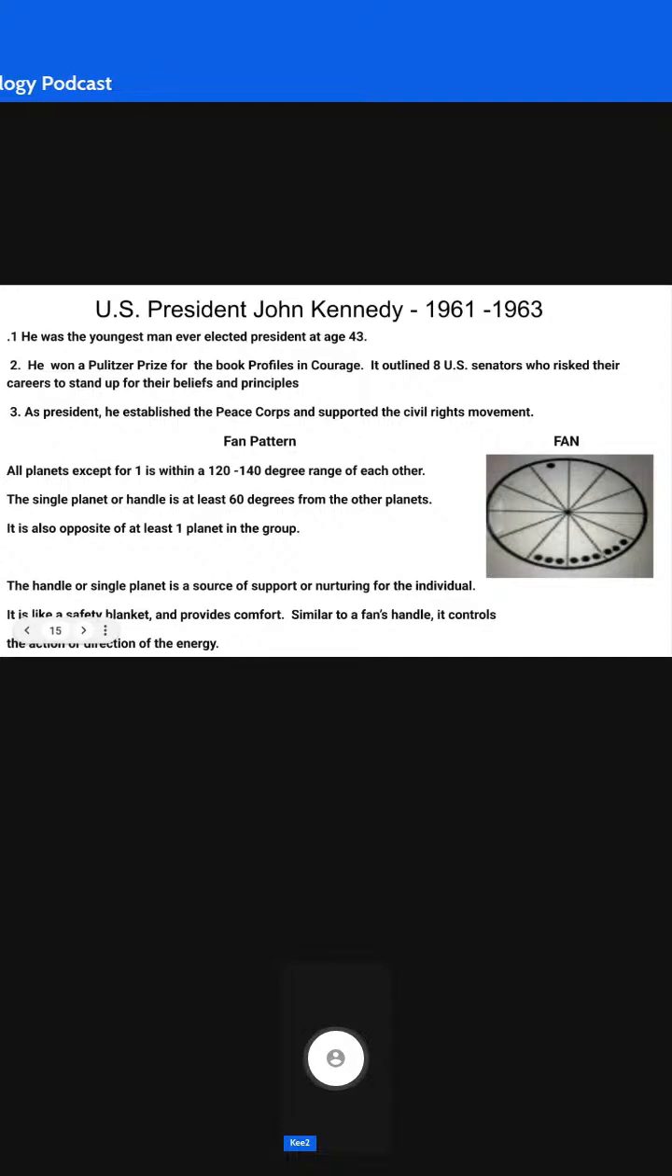Next pattern is the fan. All planets except for one are within a 120 to 140 degree range of each other. The single planet or handle is at least 60 degrees from the other planets, as you see in that illustration. It is also opposite of at least one planet in the group.